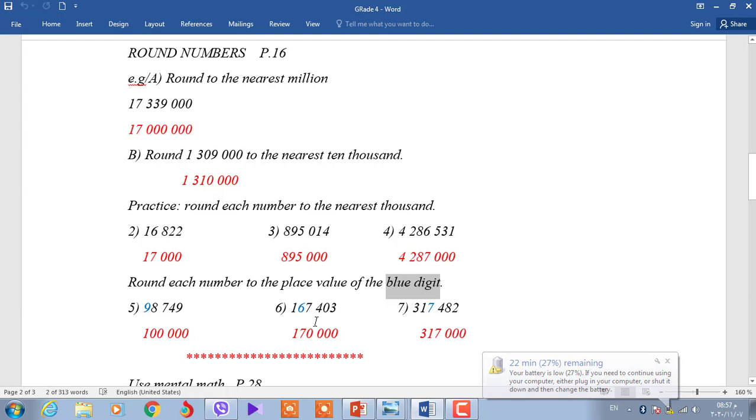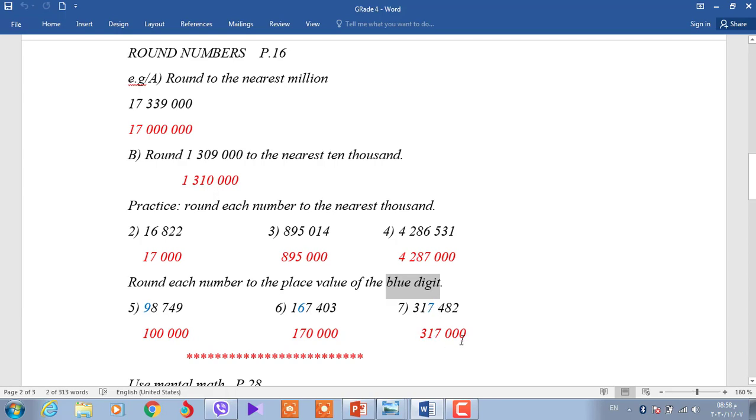In practice 6 also we have 167,403. I tell you to round to the blue digit. The blue digit is 6, and the number behind it is 7. 7 is greater than 5, so increase 6 by 1, which is 7, equal to 170,000. And in practice 7 we have 7 as the blue digit. The number behind it is 4, which is less than 5, so 7 stays the same, equal to 317,000.